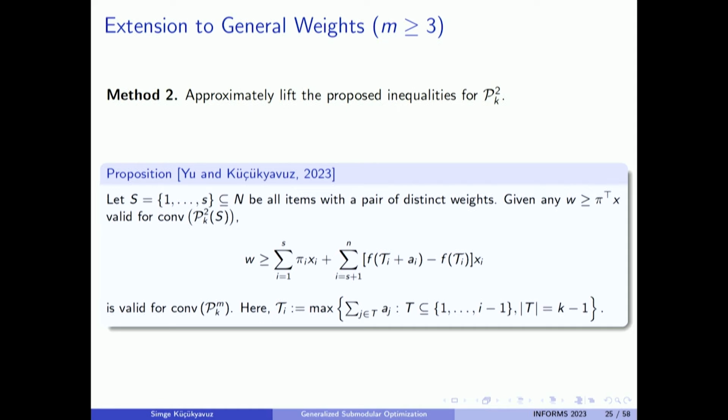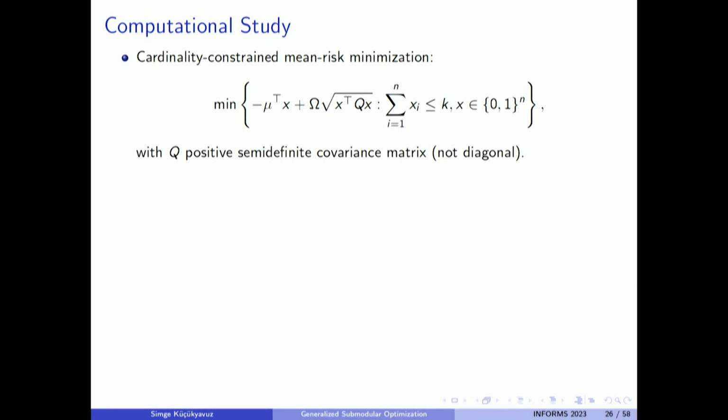For the more general case, we have an approximate lifting function for these inequalities as well. I'll spare the details, but they're, again, in terms of marginal contributions of adding item i to a subset T_i. You can see f(T_i + a_i) minus f(T_i). That's the marginal of adding item i, or weight a_i, to the subset T_i. And we have some valid inequalities. These are in linear format and easy to separate and add.